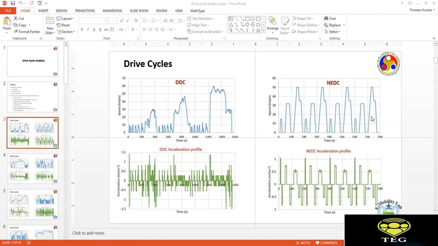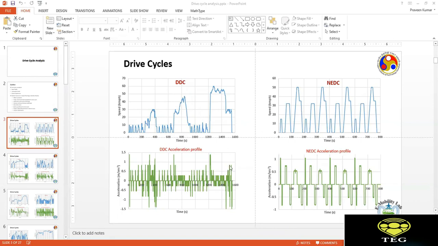Whereas if you look at the New European drive cycle, the speed profiles are rather smooth, and you have some regions of constant speed. For some duration the speed remains constant at 32 kilometers per hour. Then for some duration it remains constant at 50 kilometers per hour, and so on. So the dynamic nature which the Delhi drive cycle has is not present in the New European drive cycle. These are the major differences that we can see optically.